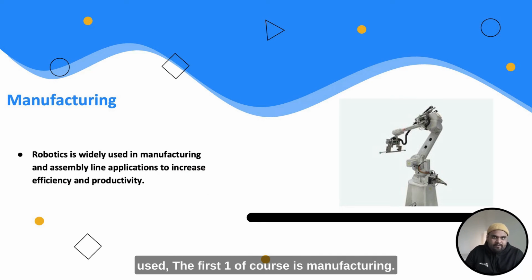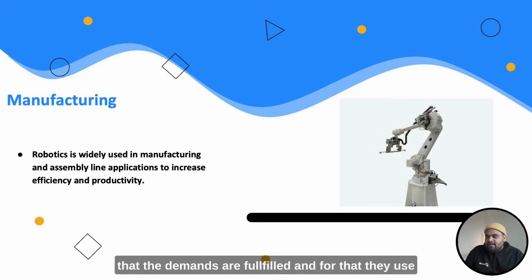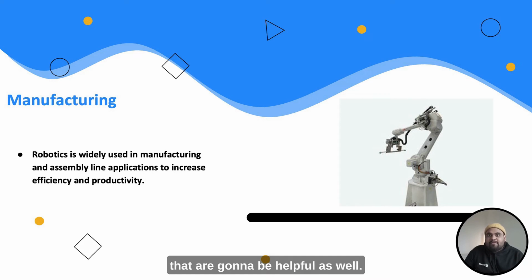The first one, of course, is manufacturing. As I mentioned before, be it Maruti Suzuki or Mercedes Benz, every car manufacturing company needs to make sure that the demands are fulfilled, and for that they use these robots. These robots help you build and create this sense of automation, and this sense of automation is going to help them build robots that are going to be helpful as well.